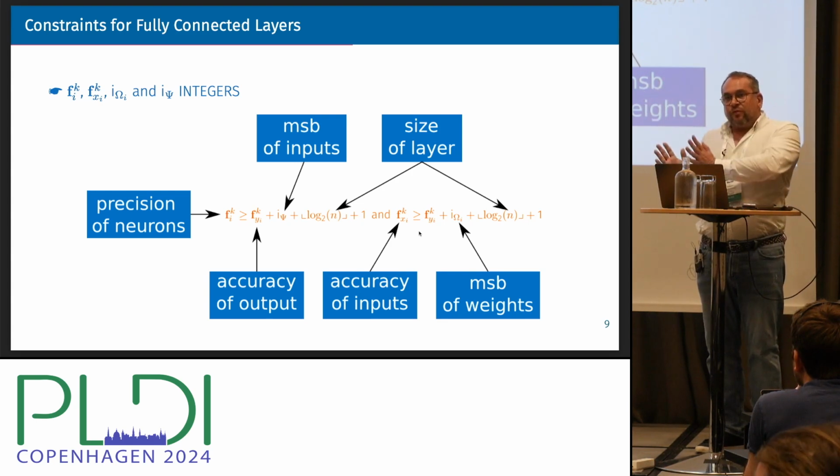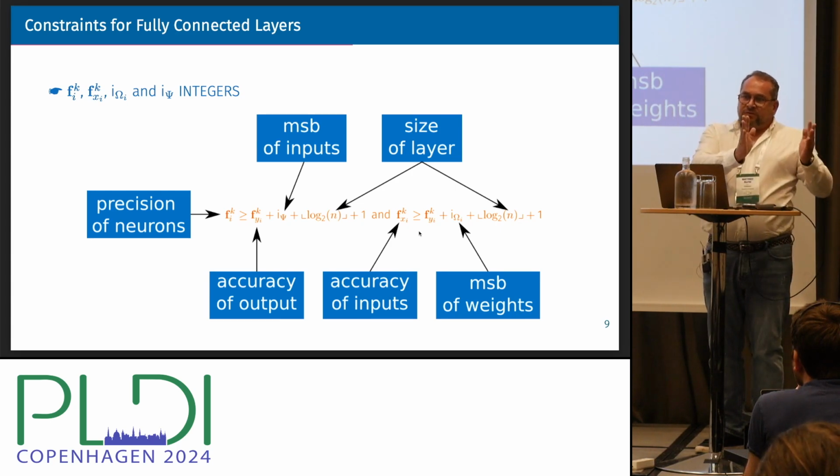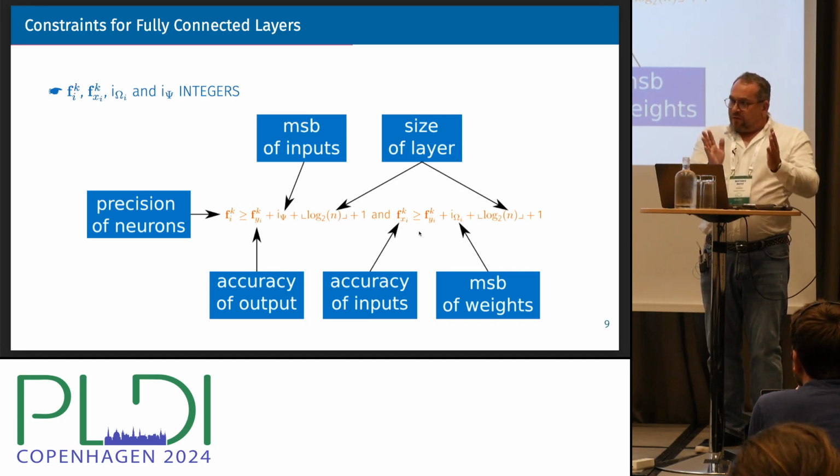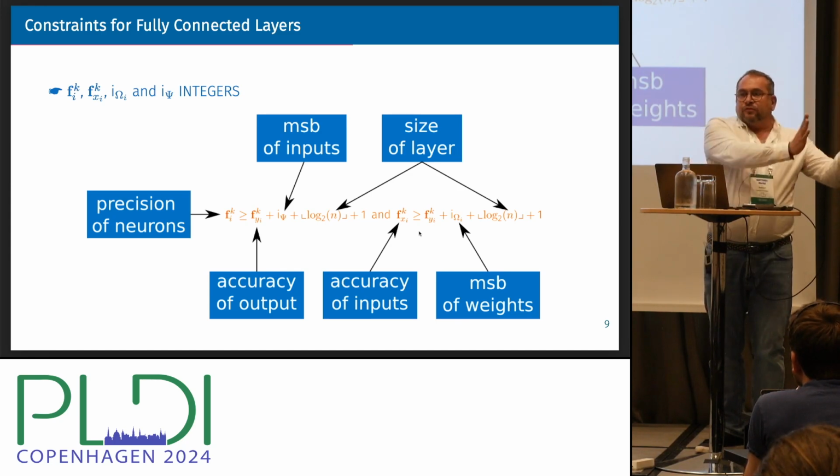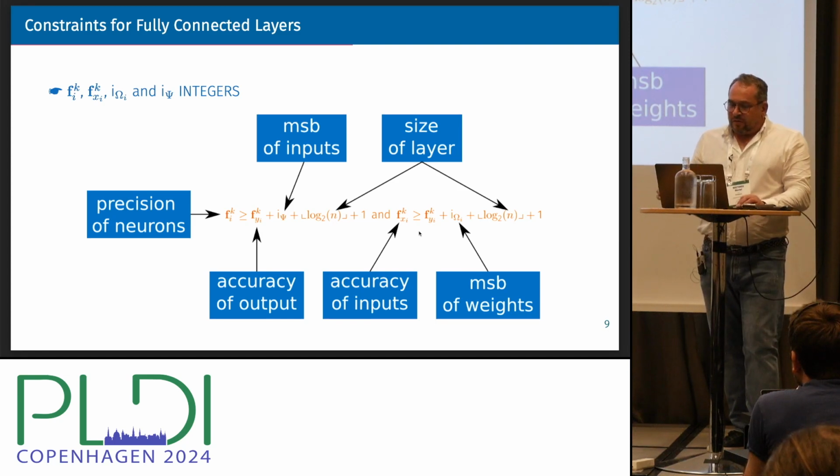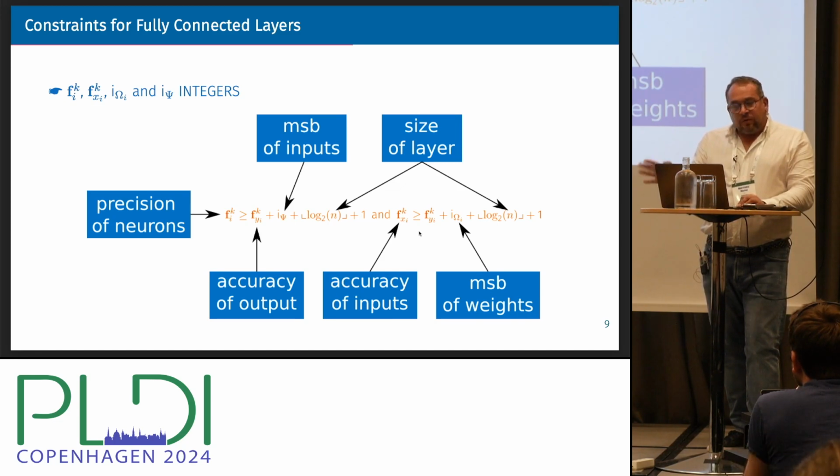We are going to put a threshold on the last layer, the outputs of the network, and going backward with these constraints, we will compute the accuracies of all the neurons in the intermediary layers up to the input of the network. There are theorems in the paper and proofs of all these formulas.